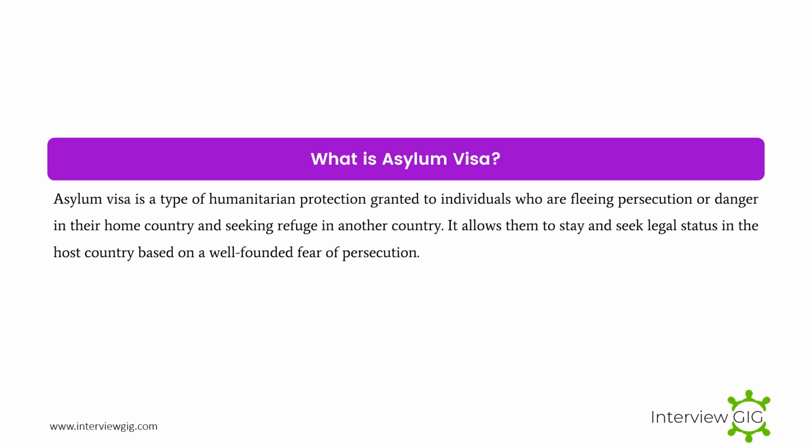What is asylum visa? Asylum visa is a type of humanitarian protection granted to individuals who are fleeing persecution or danger in their home country and seeking refuge in another country. It allows them to stay and seek legal status in the host country based on a well-founded fear of persecution.